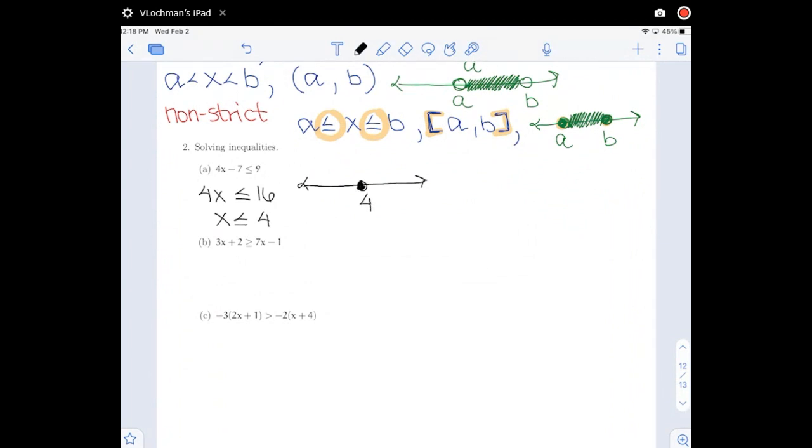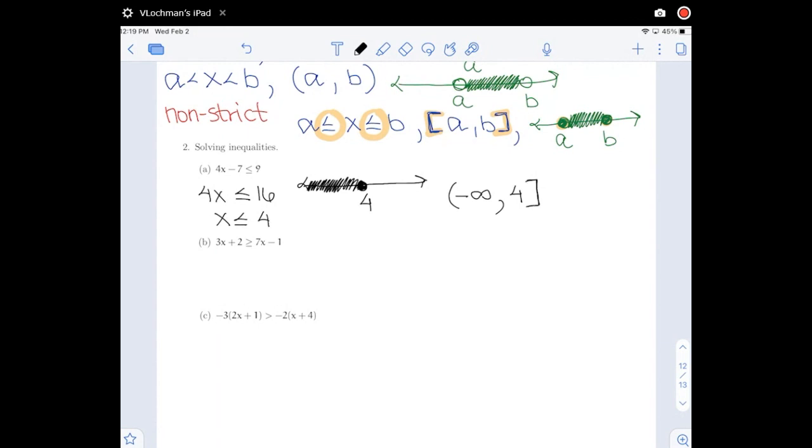Okay. And now I'm going to make a graphical representation of this solution. Here's my 4. I'm going to shade that point because I have a non-strict inequality, and it's going to the left. X is less than or equal to. So what is my answer? My answer in the interval notation would be from negative infinity. We never include infinity, so square brackets cannot go around positive or negative infinity, up to positive 4 bracket.